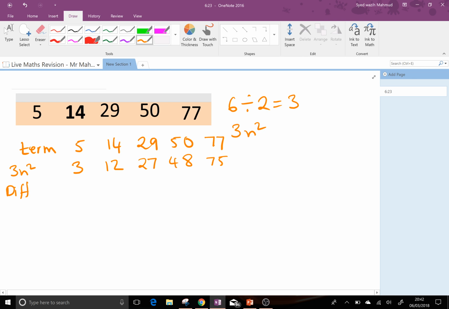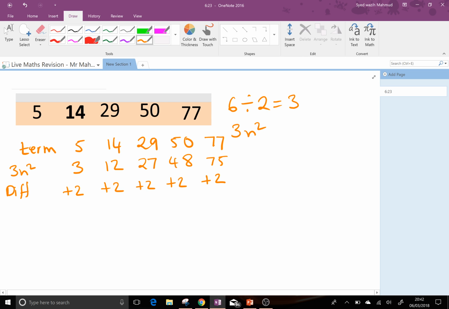So 5 take away 3 is plus 2. 14 take away 12 is plus 2. 29 take away 27 is plus 2. So every time you can see there's a plus 2 difference. Okay, now we can complete our answer.